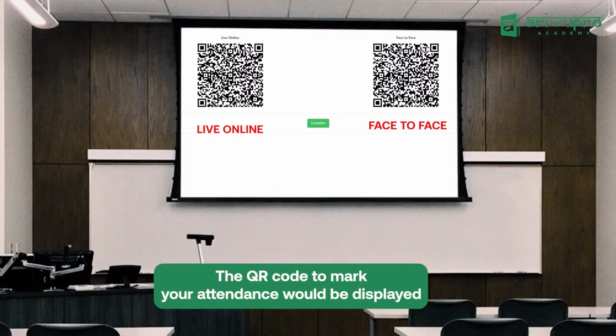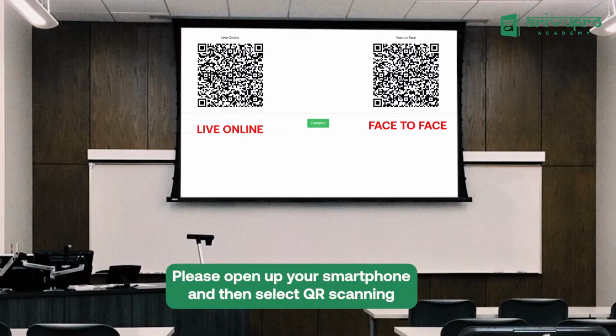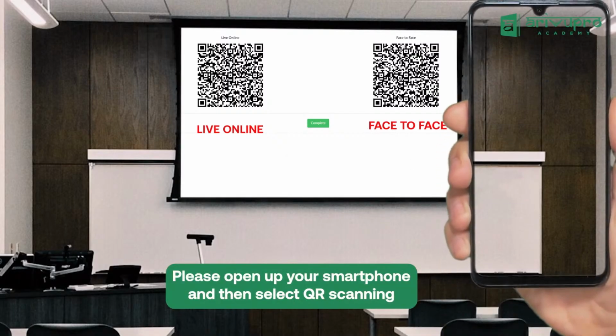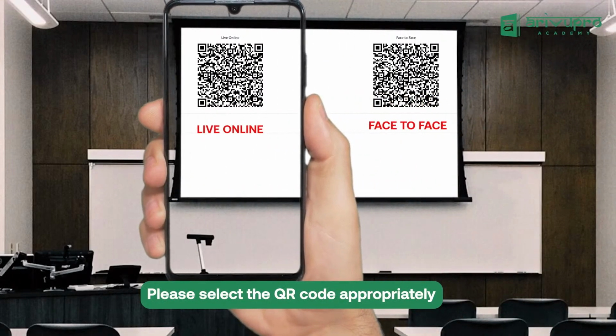The QR code to mark your attendance would be displayed during the classroom in the TV. Please open up your smartphone and then select QR scanner. Please select the QR code appropriately.